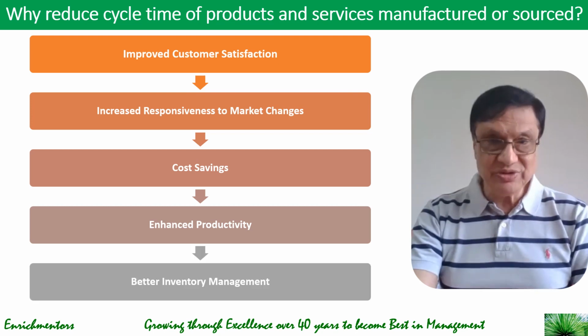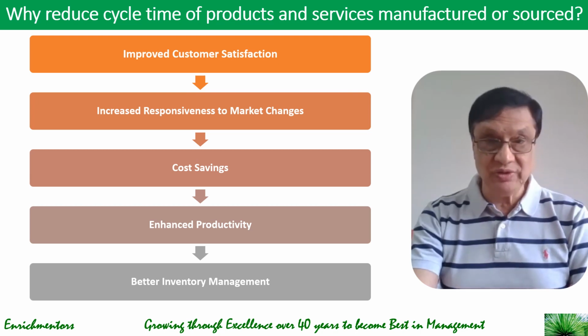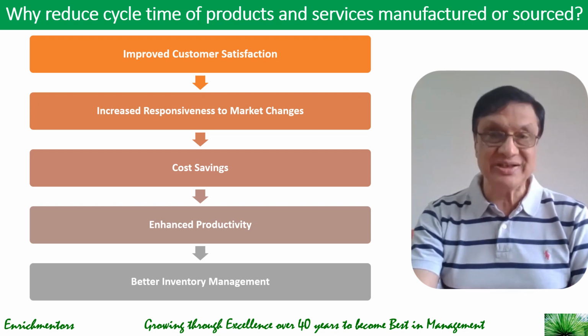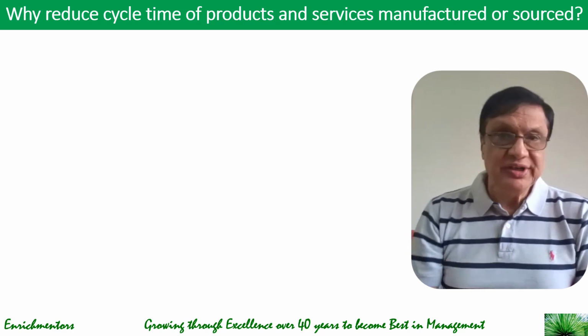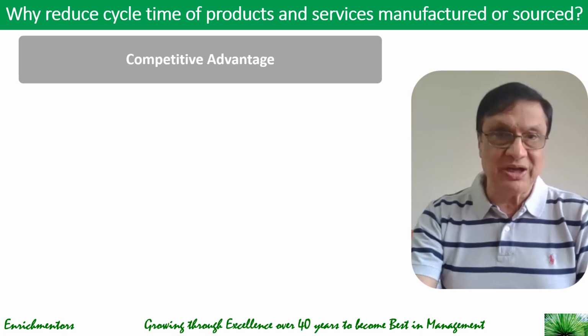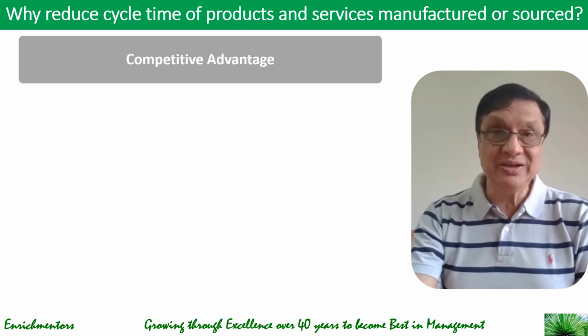Shorter cycle time reduces the need for large inventory stockpiles. Businesses can adopt a more just-in-time approach, minimizing holding costs and the risk of obsolete inventory. So not only higher customer service, lower cost, but lesser investment because you are holding less inventory, right? In addition to this, faster cycle times provide a competitive edge in the market. Companies that can deliver products and services more quickly than competitors will attract more customers and gain a reputation for reliability and efficiency.